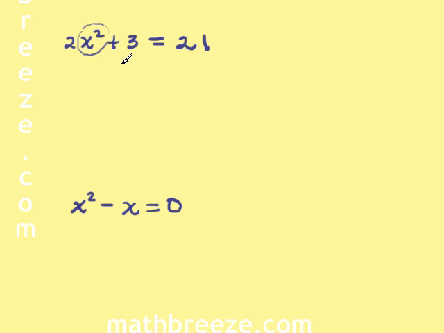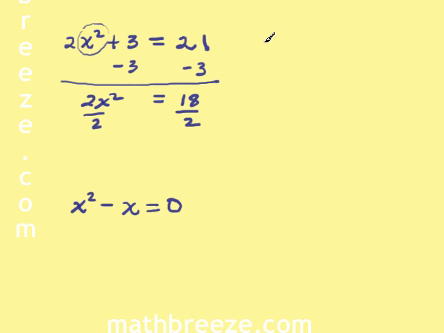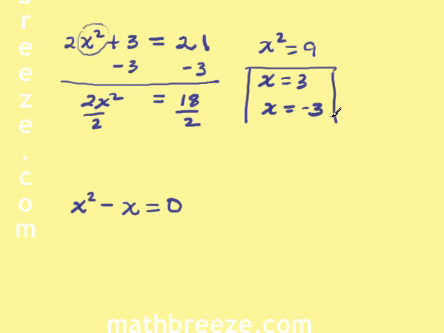All right, so we're going to solve for x squared. We're going to subtract 3 from both sides. And we have 2x squared is equal to 18, and divide by 2 on both sides. We have x squared is equal to 9. So what number squared is equal to 9? Well, 3, or minus 3 times minus 3 is also 9. So we have two solutions, 3 and minus 3.